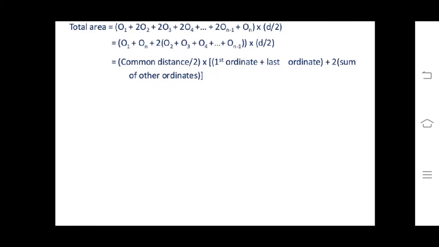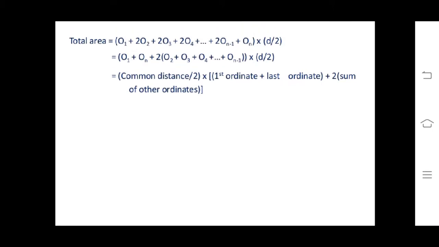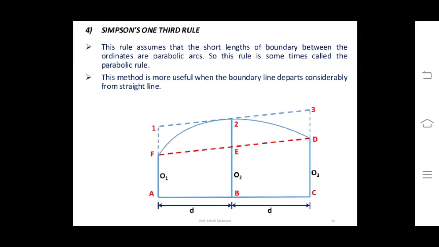The total area is then calculated by O1 plus 2 times O2 plus 2 times O3 plus 2 times O4 plus On, into D by 2. Now, it is given in words that the total area is equal to common distance divided by 2 into first ordinate plus last ordinate plus 2 times the sum of all other ordinates.